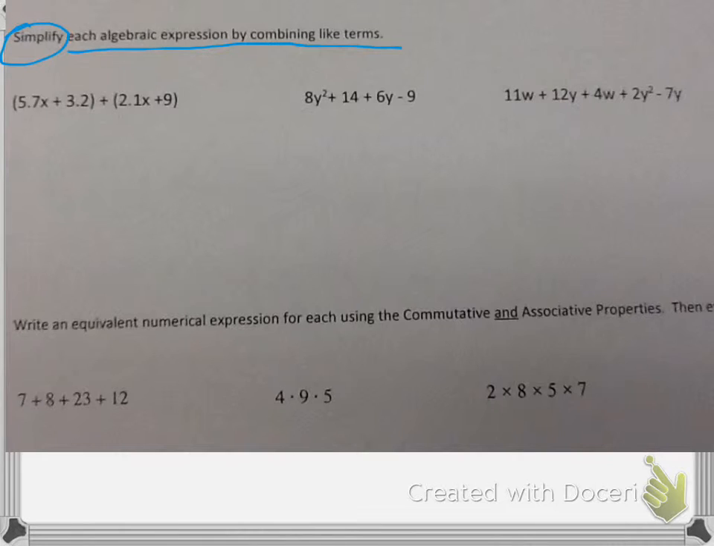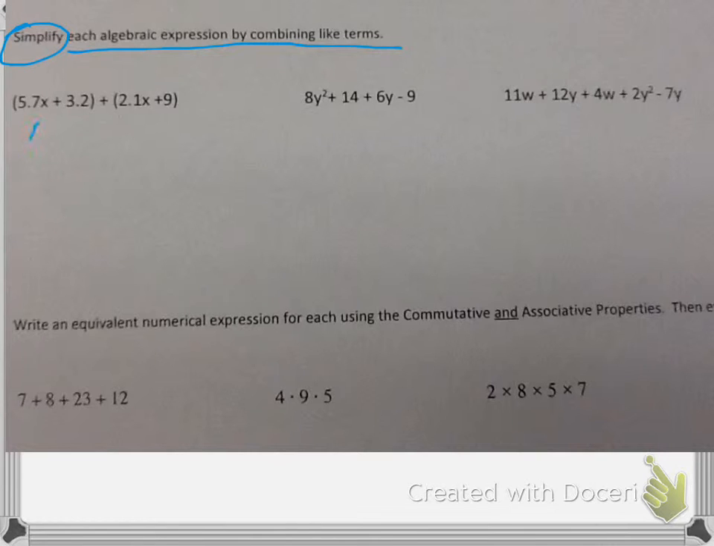So when we have two quantities added together, we have to look at like quantities. For example, 5 7/10 x plus 3 2/10. That quantity, you can't add those two things together. So 5 7/10 x and 3 2/10 can't be added together because they're unlike terms. 5 7/10 x has a specific value based on the variable, but we don't know what that is. So we can't add those together.